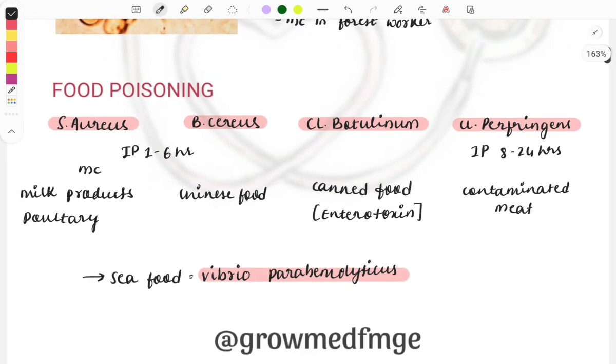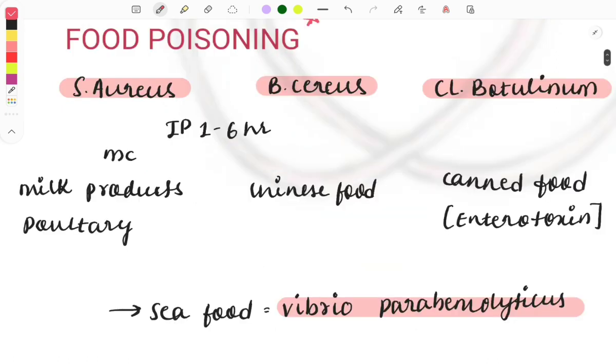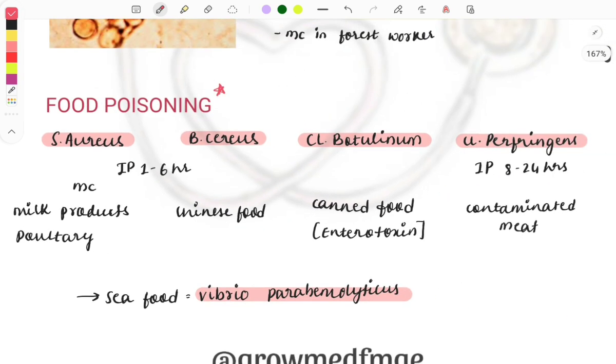Then moving on to food poisoning. You can expect a question from food poisoning in the upcoming exam, because in every paper this question is being asked. There are 5 organisms which cause it. Based on the type of the food involved and the incubation period, we can easily classify these things. Staph aureus is most commonly involved, and the commonest food poisoning is caused by staph aureus. Incubation period is 1 to 6 hours and it is mainly associated with milk products or poultry products.